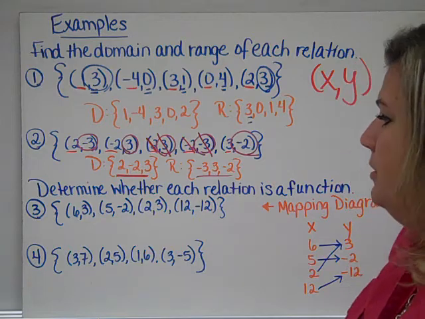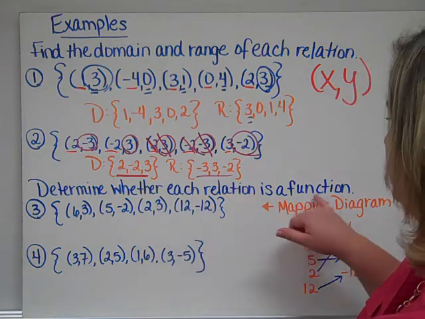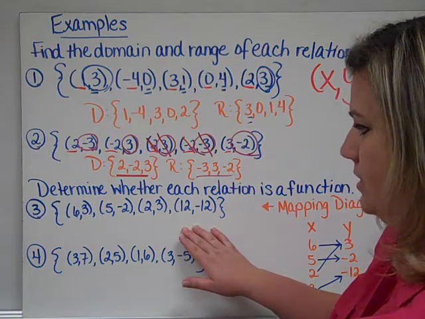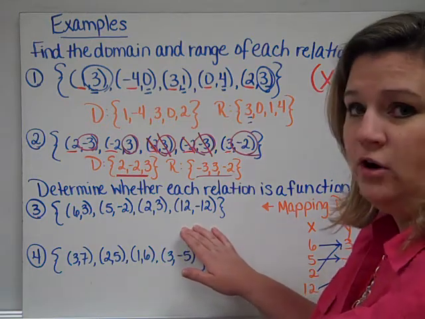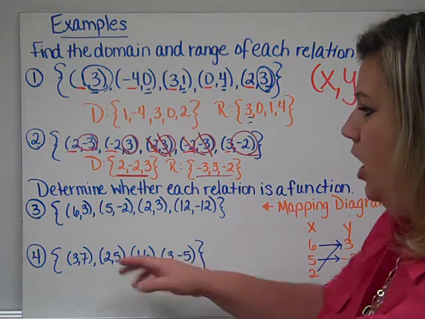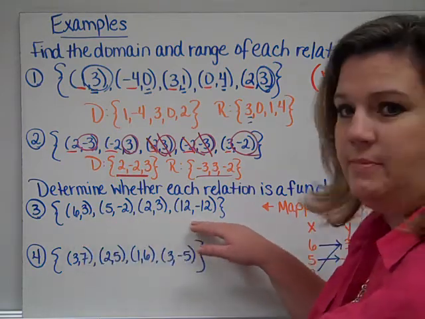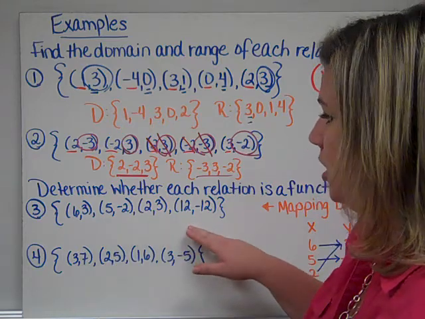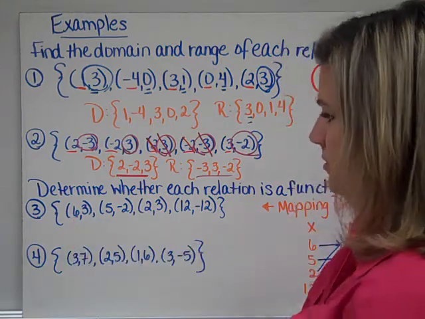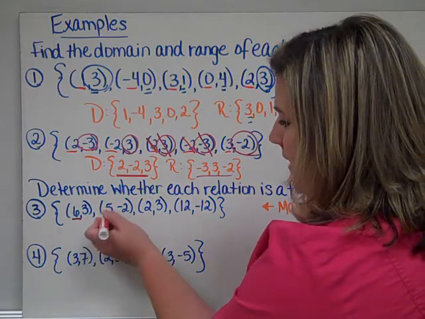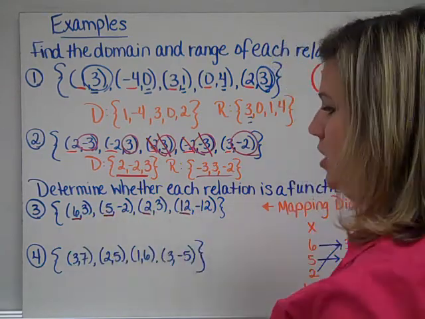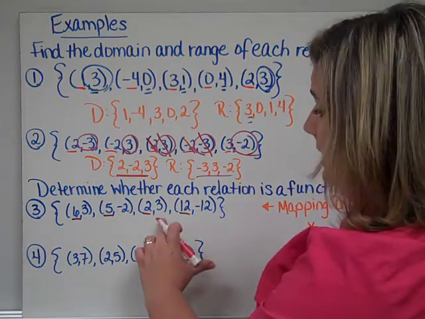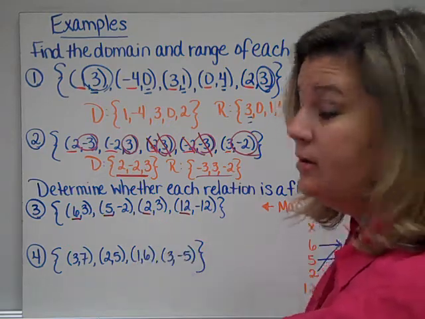All right, example number 3. It says determine whether each relation is a function. So here is my relation, okay? Now what was a good trick as far as what Vic number 3 was saying? That all my x values cannot repeat, but my y values can. So I need to determine if any of these are repeating. 6, 5, 2, and 12. Are any of those repeating? Can I see them more than one time? No. So I know that this is a function.